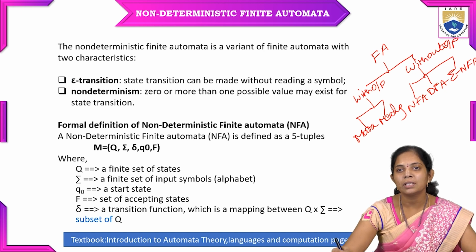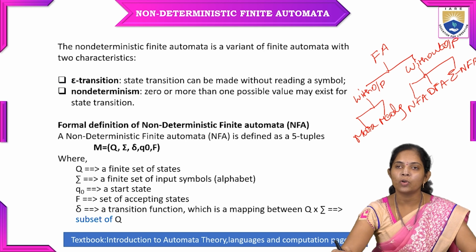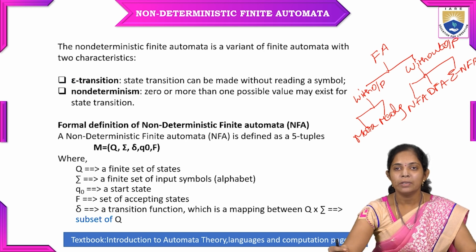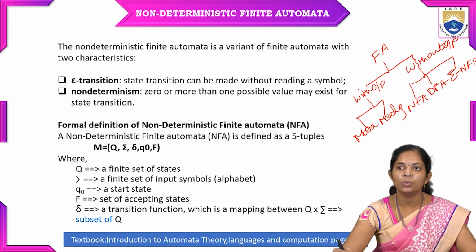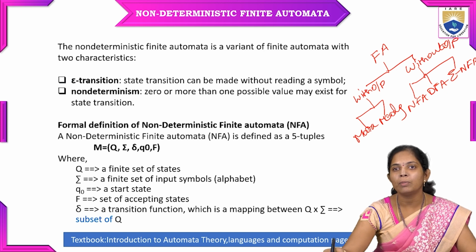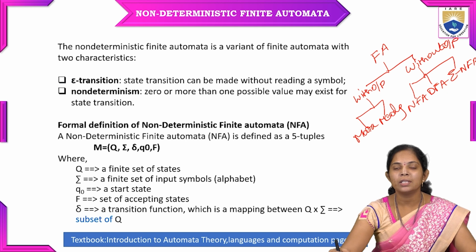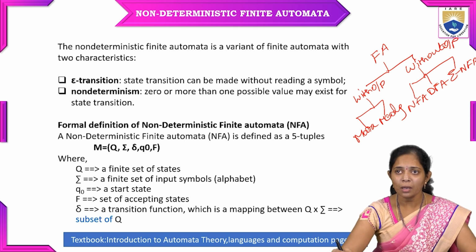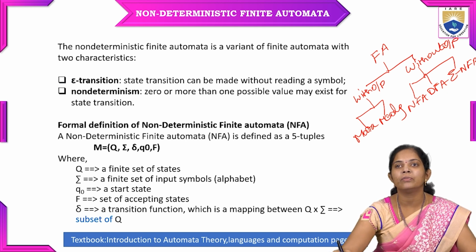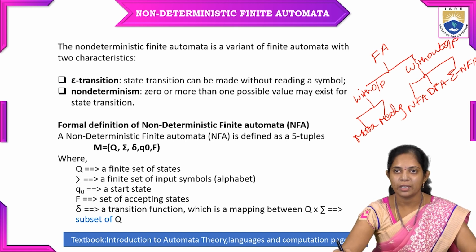The second one is non-determinism. Non-determinism means that zero or more than one possible value may exist for the state transition. Whether we have a single input or multiple inputs, we can move to the next states. That is non-determinism. And what is the definition of non-deterministic finite automata?